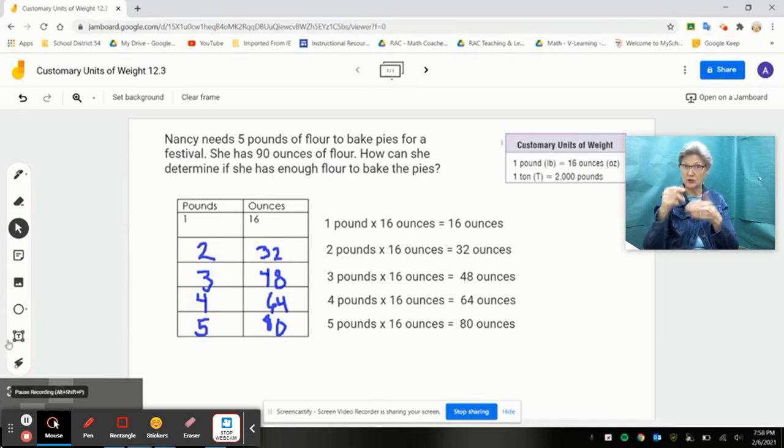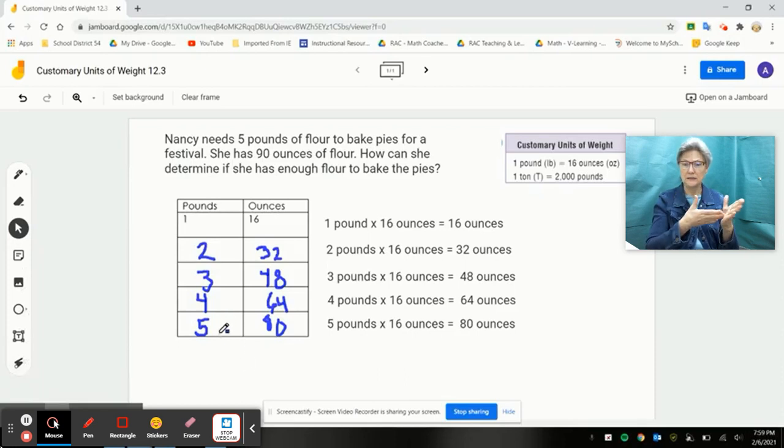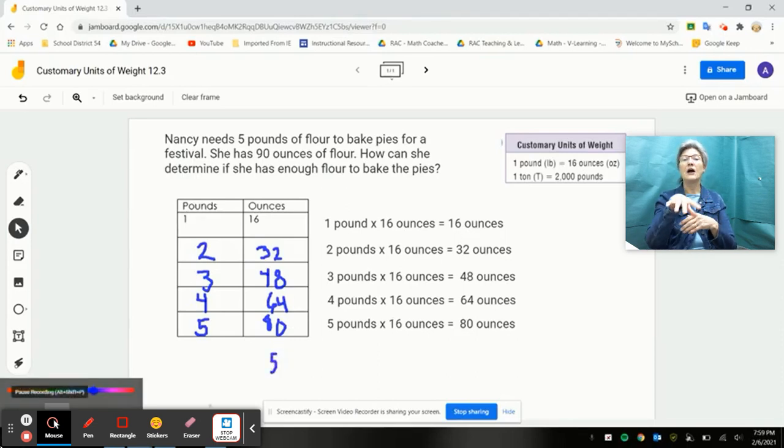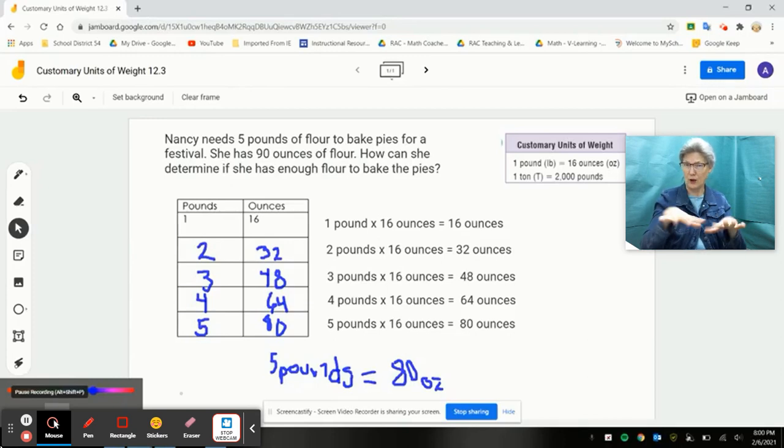Okay, so let's take a peek back at our problem. It says that Nancy has 90 ounces of flour. How can she determine if she has enough flour to bake the pies? So we see here that 5 pounds is 80 ounces. So if I have 5 pounds, that'll equal 80 ounces. OZ is a way that you can abbreviate ounces.